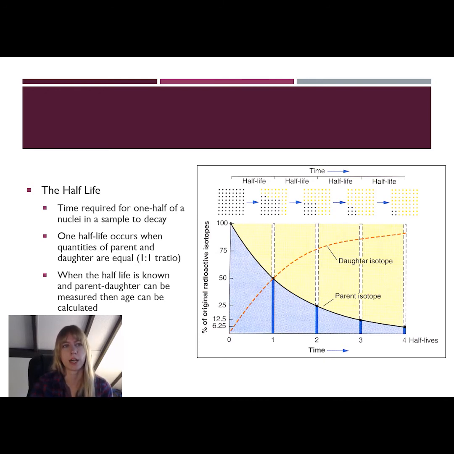So here we have 100% parent. In the next case, we're going to have 50 and 50, which is our 1-to-1 ratio. And then it will be 25, 75, etc. Okay? The only time you have a 1-to-1 ratio is at this point right here after the first half-life. Only time they're equal. But you can always add them together to get how much of the parent you had originally, and they will make one whole. Okay?